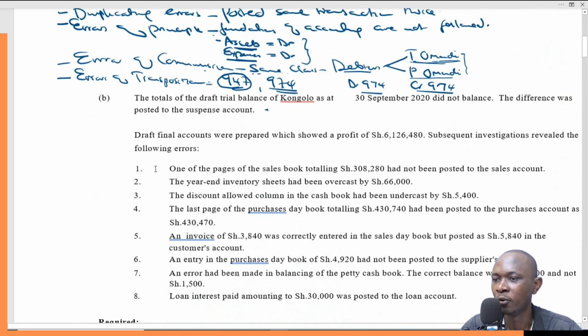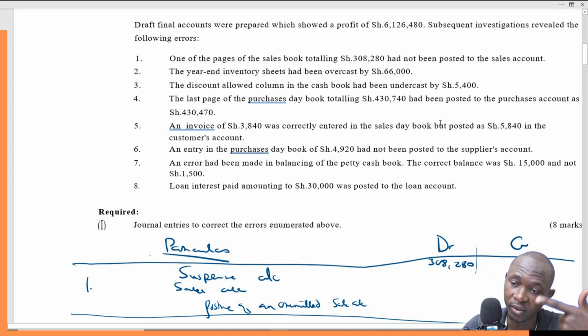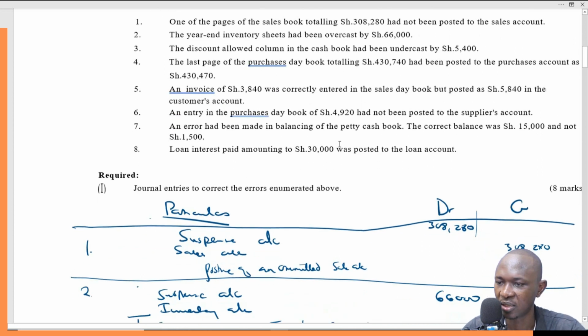Bit tired now. Okay, let's proceed before I get tired. The last page of the purchases daybook had been posted to the purchases account short of the correct figure. The difference of 270 we also post, and because purchases is a debit account, we debit the figure and then credit the suspense account.